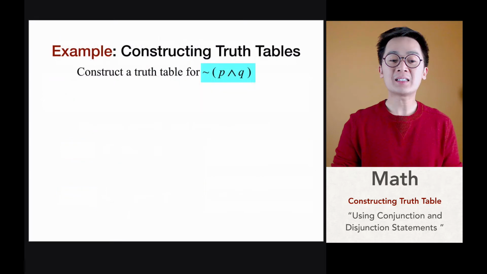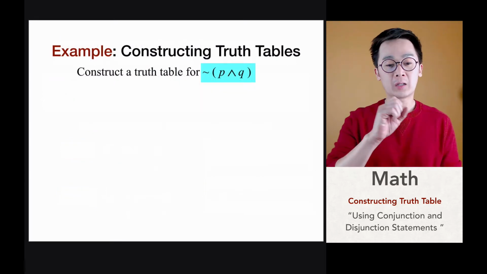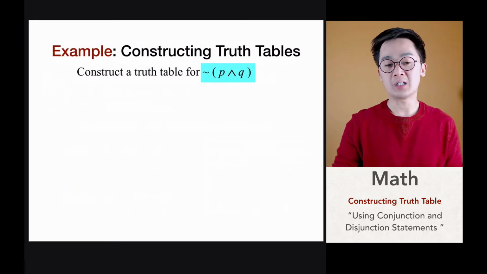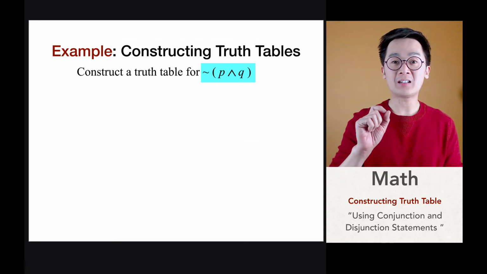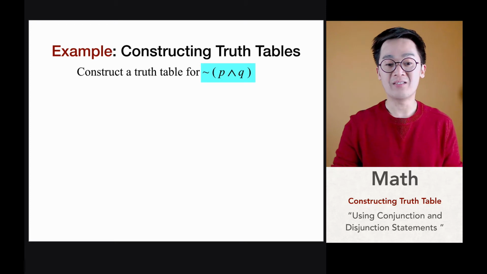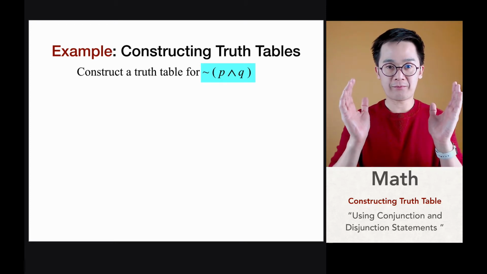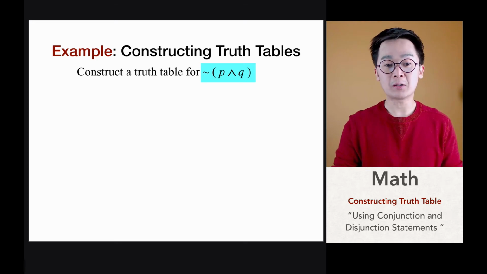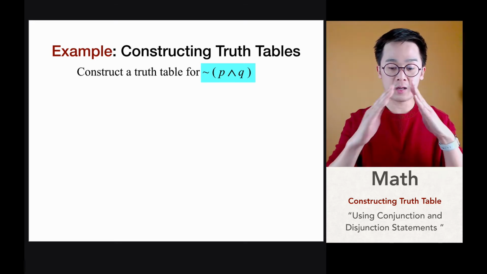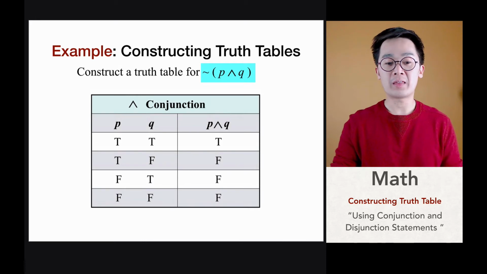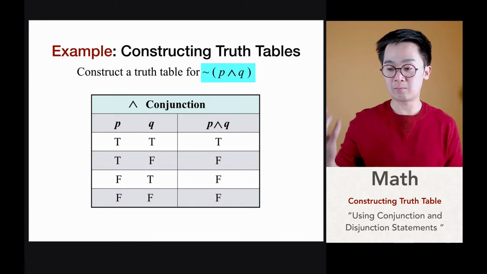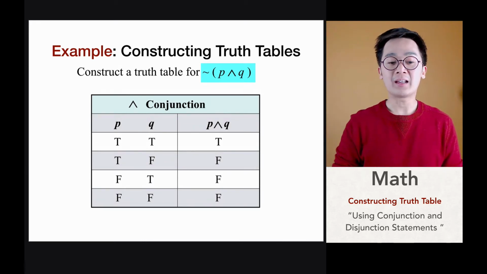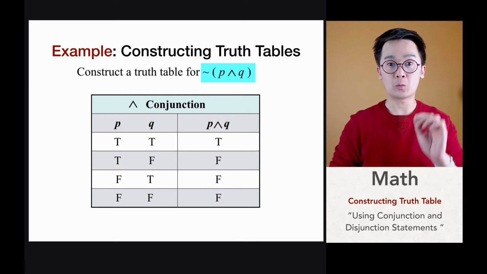Now let's say our compound statement includes two different operations, which in this case is going to be the conjunction of P and Q and then the negation of that parentheses. So if we're going to be using the conjunction table, because this is a conjunction operation, we know that P and Q will have the following values given that we have the P and the Q statements.